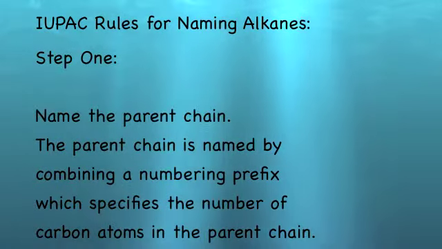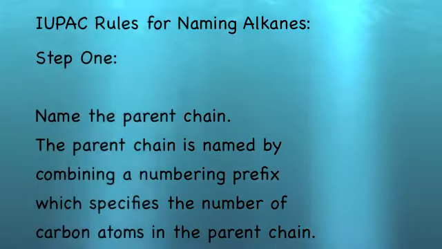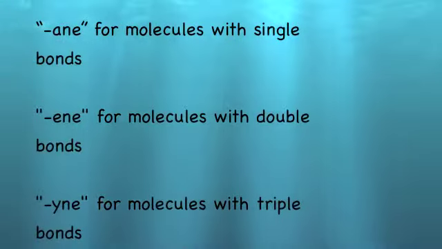IUPAC rules for naming alkanes. Step 1. Name the parent chain. The parent chain is named by combining a numbering prefix which specifies the number of carbon atoms in the parent, with ane for single bonds, ene for double bonds, yne for triple bonds.